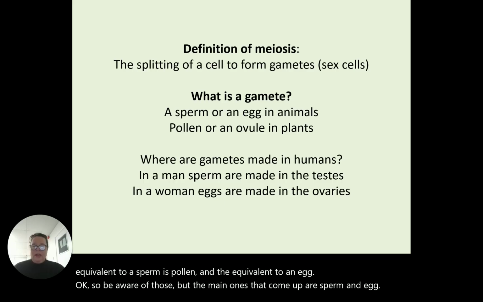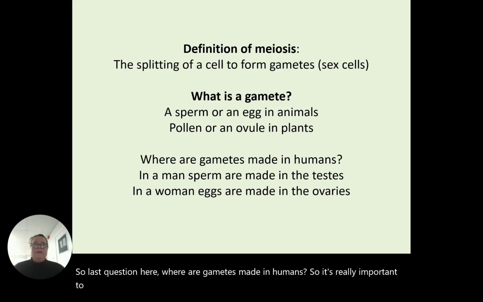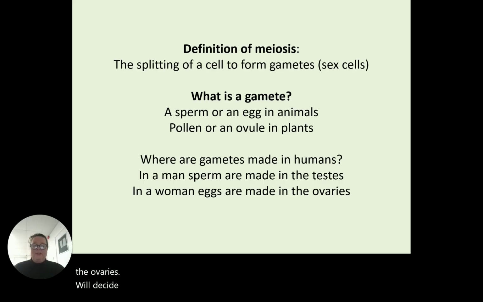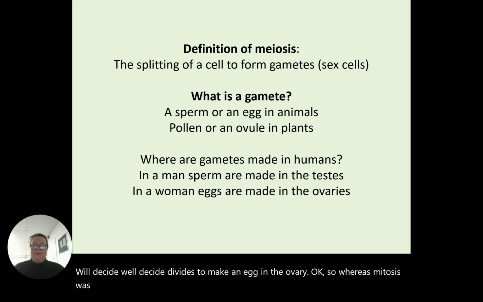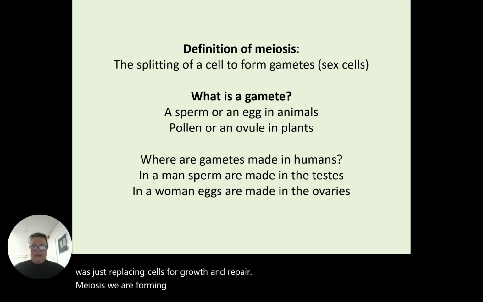So, last question here: where are gametes made in humans? So it's really important to remember that one cell in the testes will divide to make sperm, and one cell in the ovaries will divide to make an egg in the ovary. Okay, so whereas mitosis was just replacing cells for growth and repair, in meiosis we are forming gametes, we are forming sex cells.